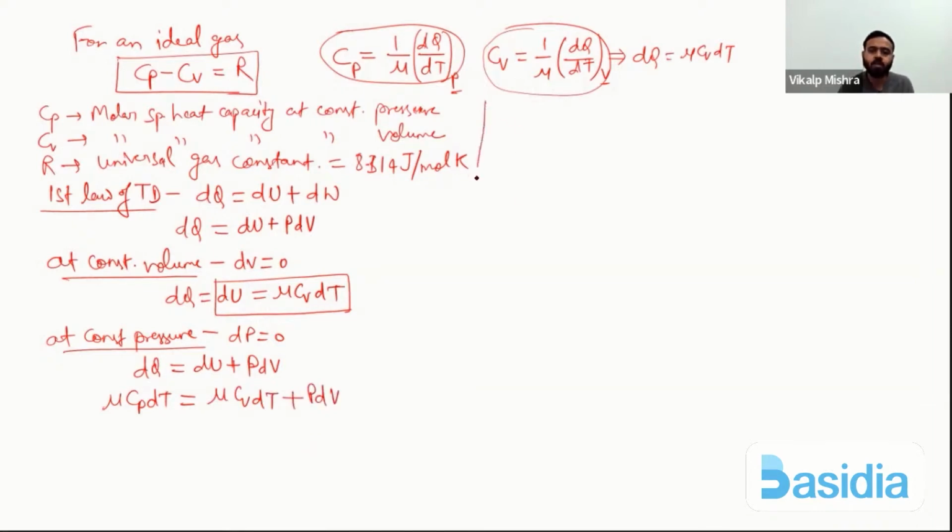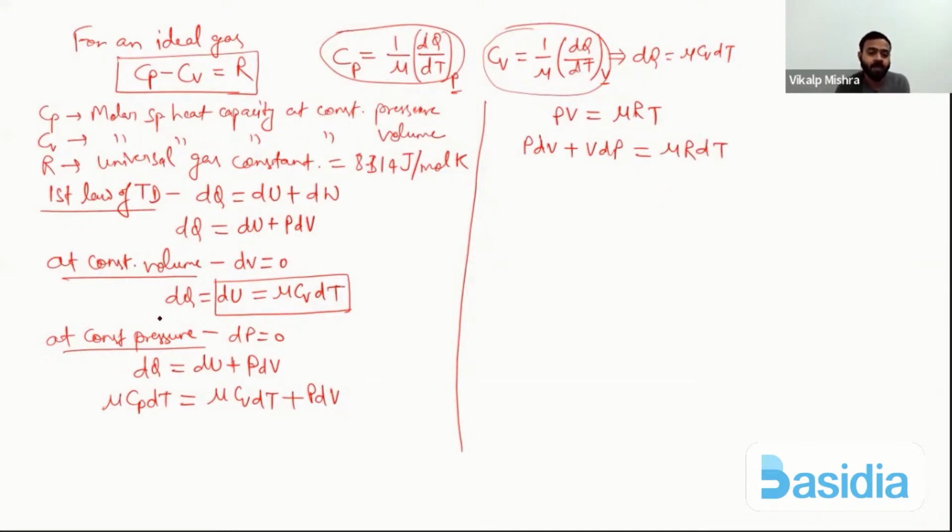Now, as we know, the ideal gas equation is PV equals mu RT. Now differentiate this equation. On differentiating PV equals mu RT, we first get PdV, taking pressure constant and differentiating volume. Now taking volume constant, differentiate pressure, so VdP. And the right side is mu R, both constants, and dT.